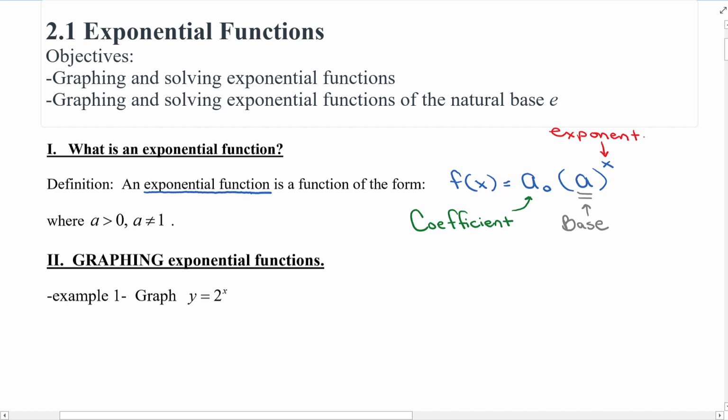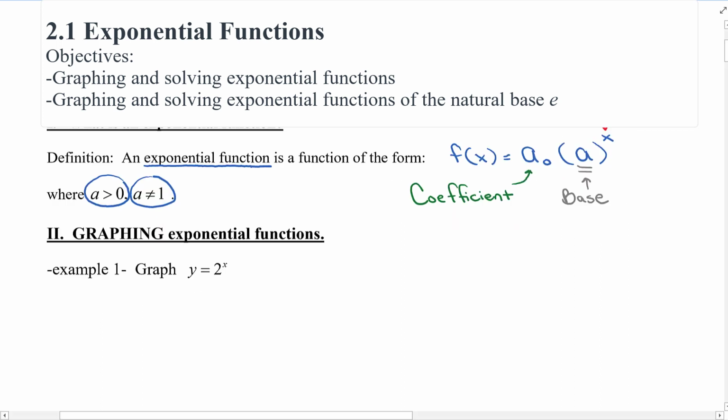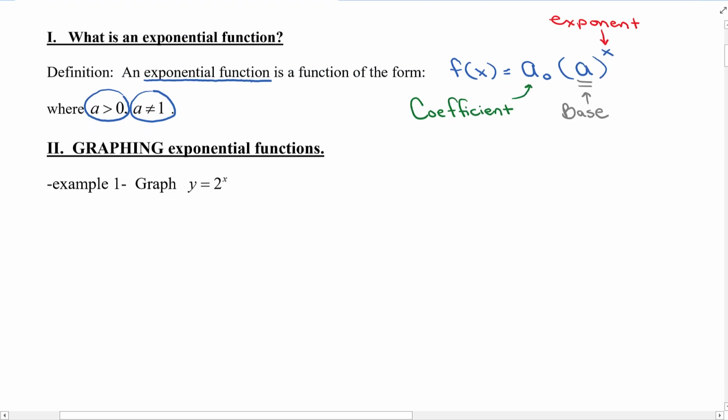The key part to remember is that your variable is going to be in the exponent. I'm circling a greater than 0 and a cannot equal 1 because that's a very important part of an exponential function. So you always have to make sure you double check these things if you are checking to see if there is something that could potentially be an exponential function.